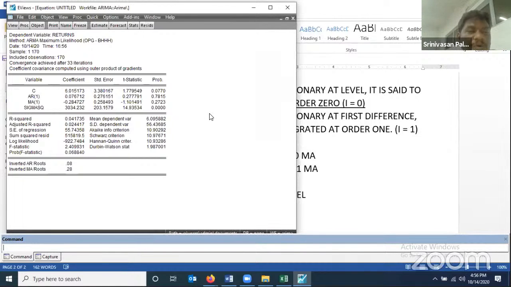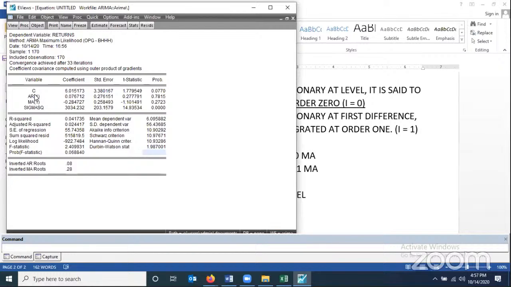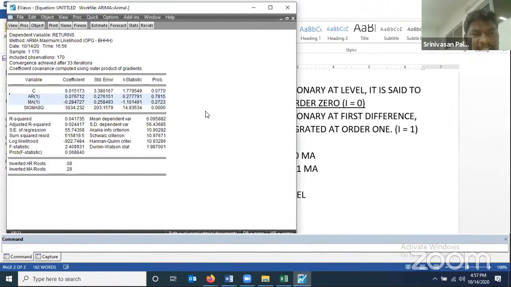Now don't consider the sigma square. Sigma square is a recently inbuilt option, not required. This is a variance square, not required. So now you can go with the first two components here, which are most important. Please have a look at the first two components, AR1 and MA1. Is it significant?